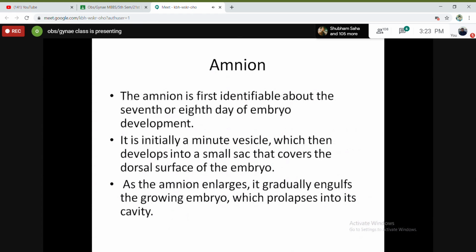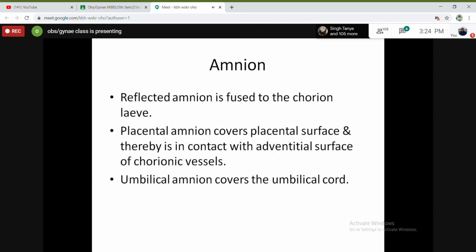It is first identifiable about the 7th or 8th day of embryo development. Initially, there is a small minute vesicle which develops into a small sac that covers the dorsal surface of the embryo. As the embryo enlarges, the sac gradually engulfs the growing embryo, which prolapses into the cavity. So the embryo is inside the amniotic cavity, surrounded by the amniotic fluid. The reflected amnion is fused to the chorion leaf. The placental amnion covers the placental surface and thereby is in contact with the chorionic vessels. Umbilical amnion covers the umbilical cord.